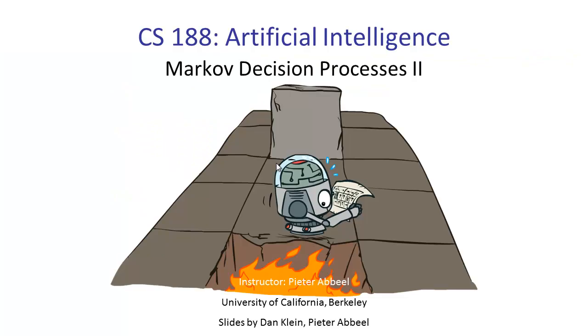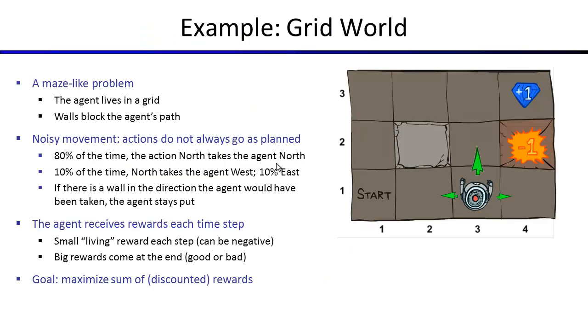All right, back to Markov decision processes. As a reminder, here's our running example MDP. But keep in mind at the same time that MDPs can be many types. It doesn't have to be a grid world. But here we had a maze-like problem.